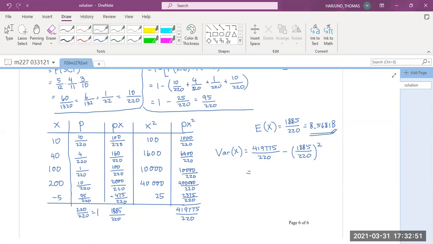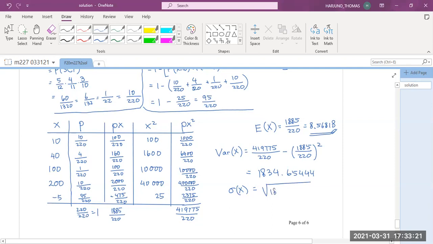1885 over 220, I square it, and then 419,775 over 220 minus that thing squared. So I get 1834.65444. Now then the standard deviation of this random variable will be the square root of that number, which is 42.83287.